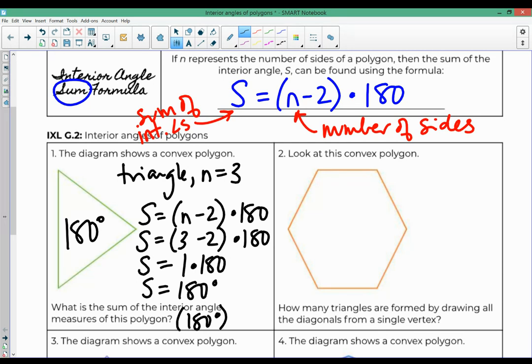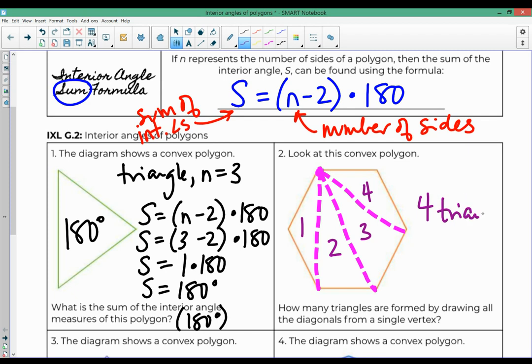Okay, let's look at number 2, a little different. Look at this convex polygon. How many triangles are formed by drawing all the diagonals from a single vertex? It doesn't matter what vertex you pick as long as you pick one. So let's try. We'll all start from here. So this would be 1, 2, 3 lines that I make. So then it would be 1, 2, 3, 4. So you would form 4 triangles.